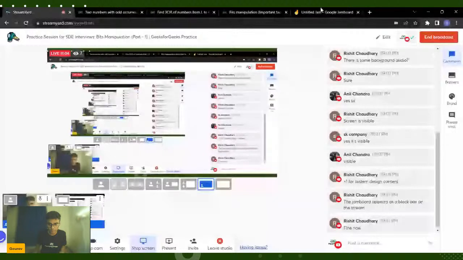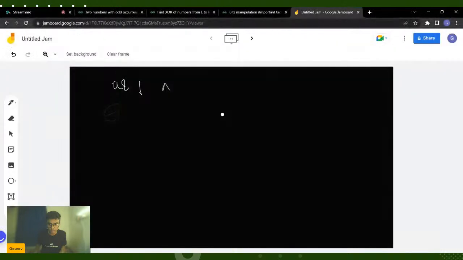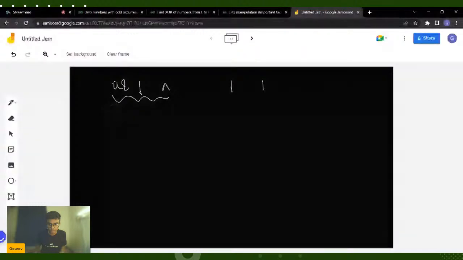So does anyone know about these three basic bit operations? First we have the bitwise AND operation. The truth table will look something like this: if both the values are 1 and 1, then only the output will be 1. If any of them is 0, the output will be 0. So if it is 0 and 1, the output will be 0; if it is 1 and 0, the output is still 0; and if both are 0, the output will be 0. For bitwise OR, I know that everyone knows it: the output will be 1 if either of them is 1, and it will be 0 only if both are 0.